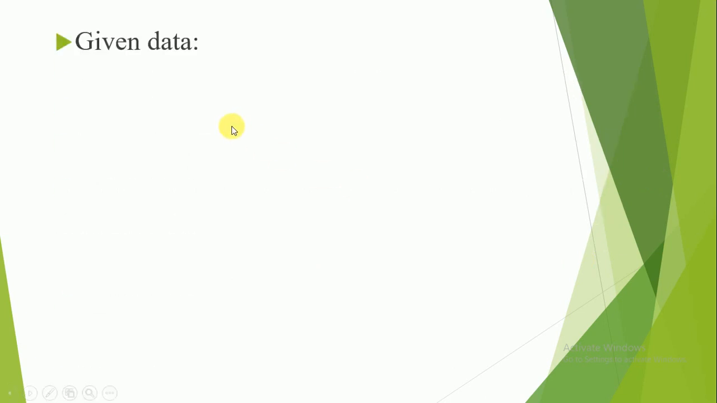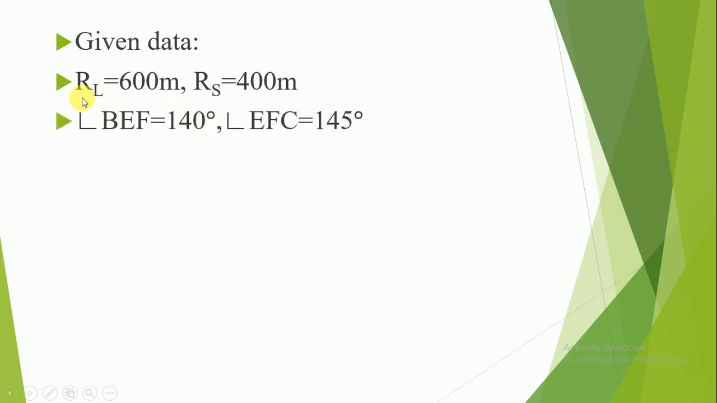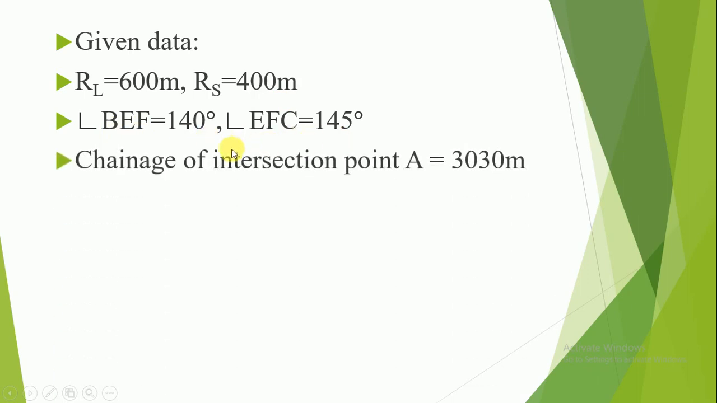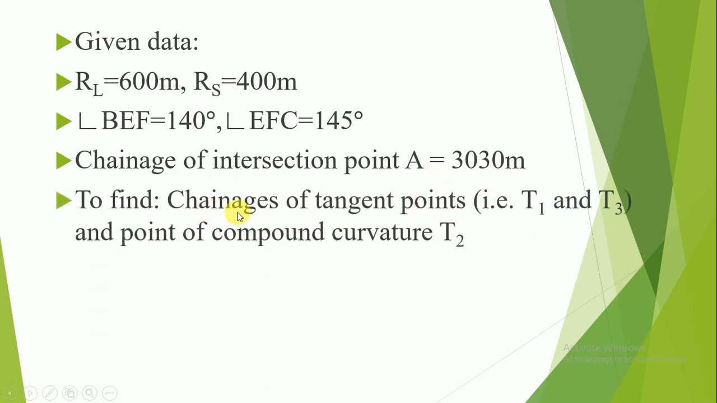First of all, we'll write down the given data. The radius of the longer curve is given as 600 meters, the radius of the shorter curve is 400 meters, angle BEF is 140 degree, angle EFC is 145 degree, the chainage of intersection point A is 3030 meters, and we are asked to find the chainage of the tangent points, that is T1 and T3, and the point of compound curvature T2.